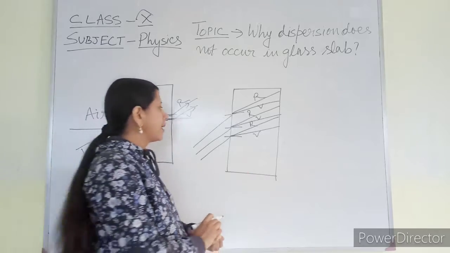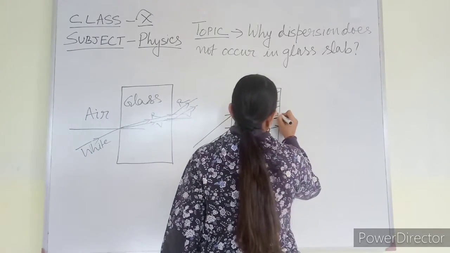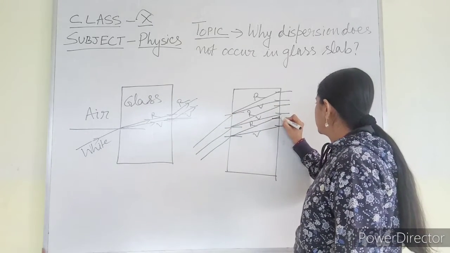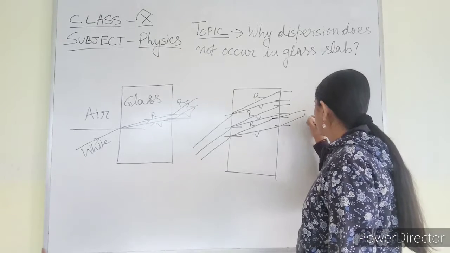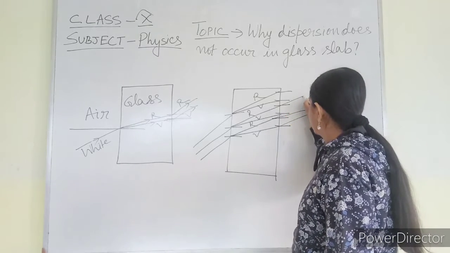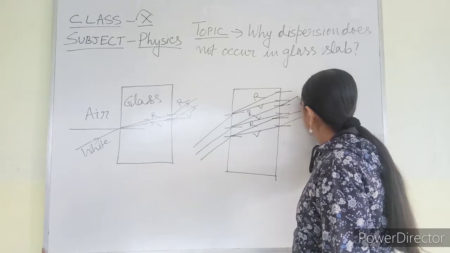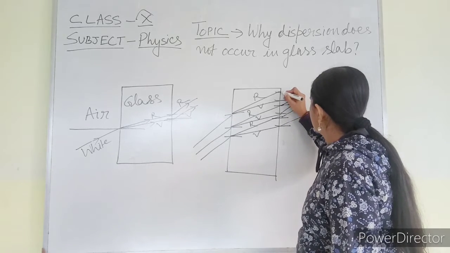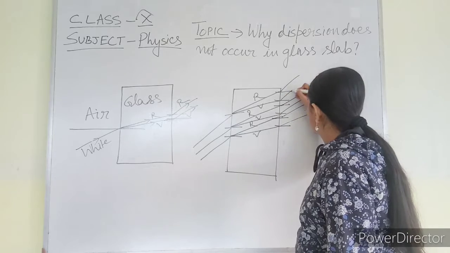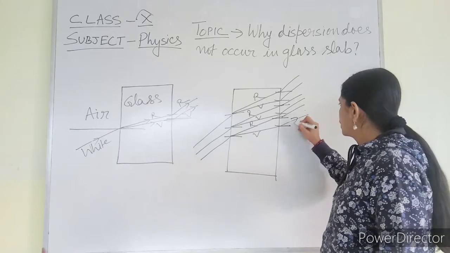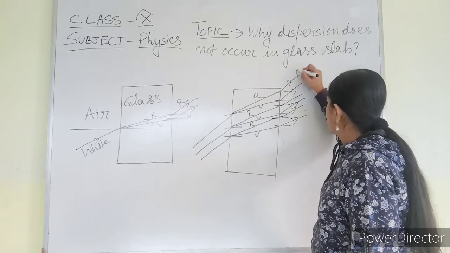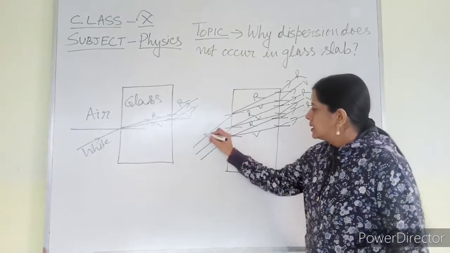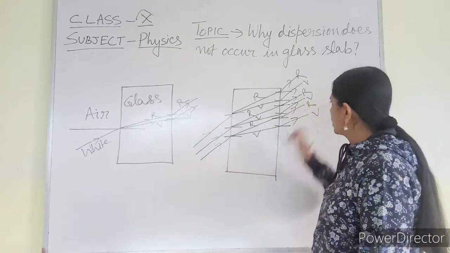Dispersion is occurring and now they will come out, with normals here too. When they are going to come out, red will bend the least, violet will bend more. Again red will bend the least and violet will bend more. Again this one will bend the least and this one will bend more. So these are again coming out. This one is red, violet, red, violet, red, violet. Okay. These are all incident rays and these are all emergent rays.